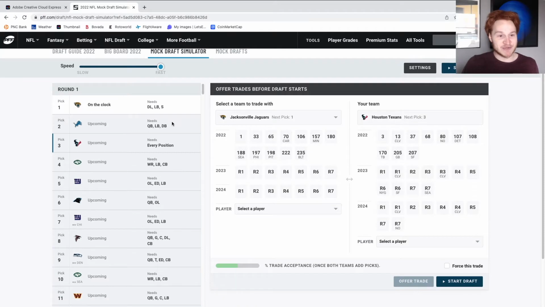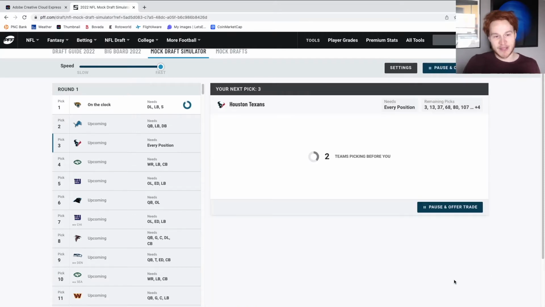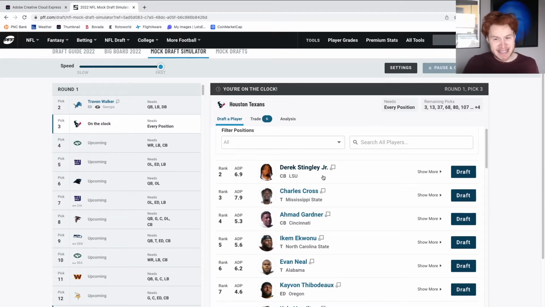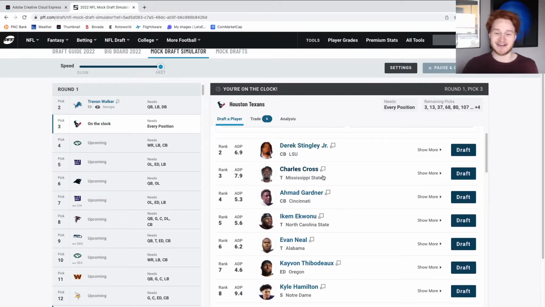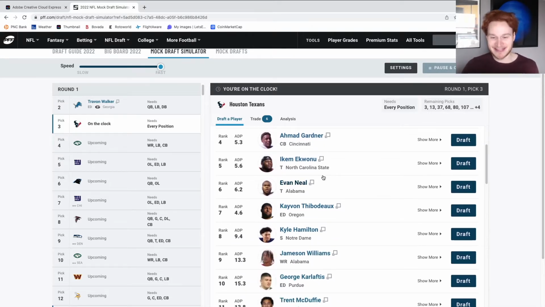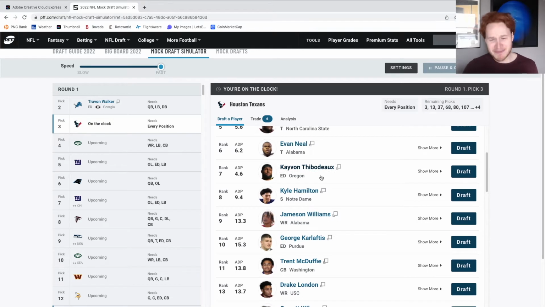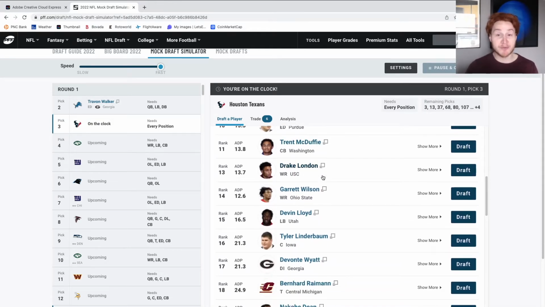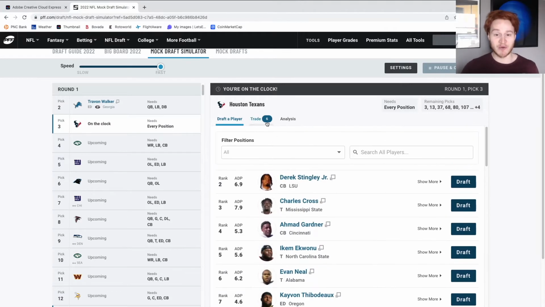By the way, guys, we'll let the first few picks go. You can take a look. Derek Stingley Jr. is the number two overall player on PFF's big board. What are you doing, PFF? Guys, Charles Cross, you're killing me. You are hurting me. Jameson Williams? Ooh, come on. Garrett Wilson is your number three receiver? Ouch. No wonder no one takes you seriously.